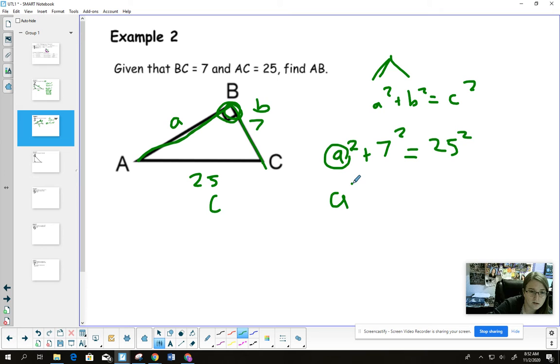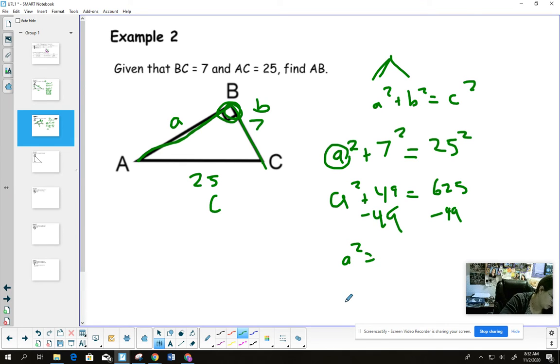Okay, we got a squared equals, this is 49. 25 squared, I should know, 625. Okay, so once we do that, we need to get the a by itself. So let's subtract the 49 over. So we got a squared equals 625 minus 49. We get 576. Are we done? No, it does not say a equals. It says a squared. In order to undo a square, we need to take the square root. A equals, in our calculators, the square root of 576, 24.